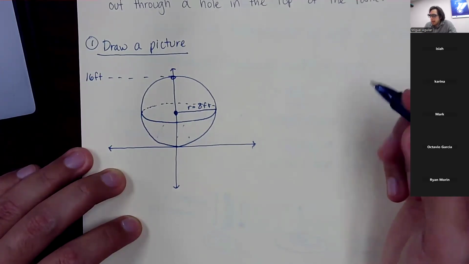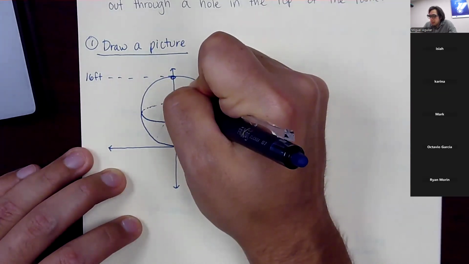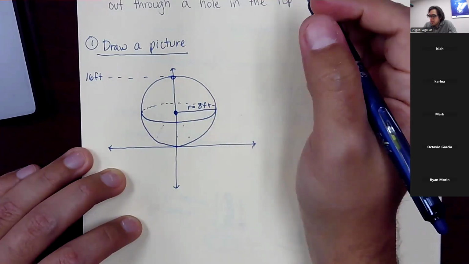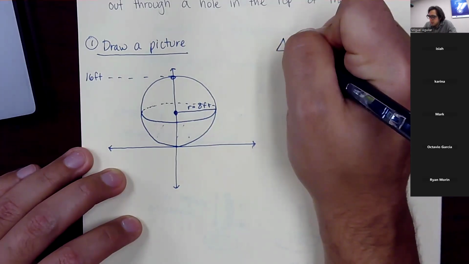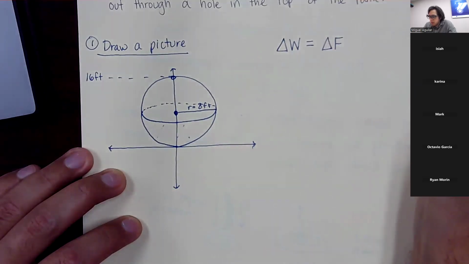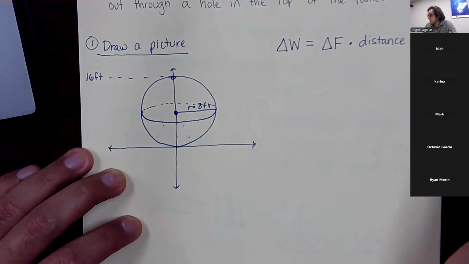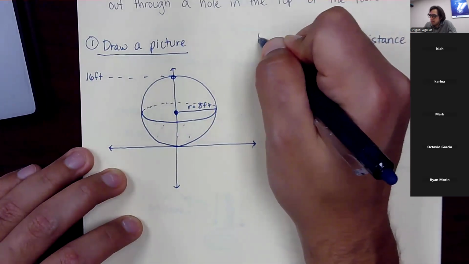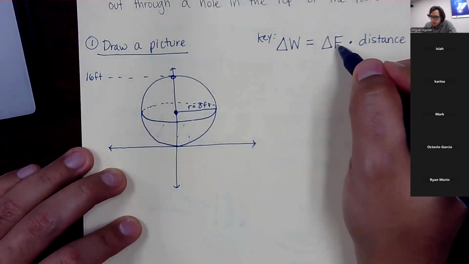They said that, well, we need to be pumping this in the upwards direction, right? So what I really want to do is think about the differential of work being equal to some incremental force times some distance, right? That's the key that we need to think about. But for now, we need to think about what is this force? What is this incremental force?